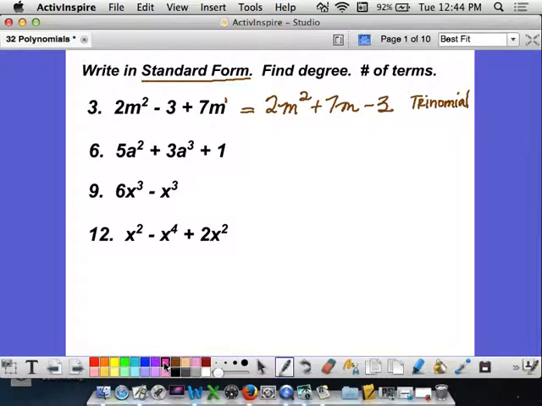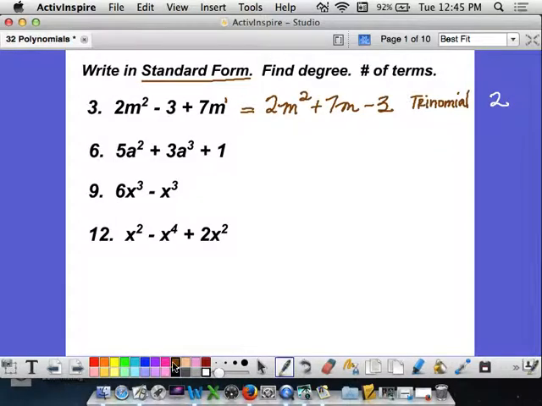If I write that underneath, this has 2 m's, 1 m, and 0 m's, no m's. So I'm looking at the number of variables that each term has. So the degree here will be 2. It's going to be the highest of the 3. So when I look at this particular problem, it's in decreasing power, standard form. It's a trinomial because it has 3 terms, and the degree is 2. And I think I'm going to write this 2 on the outside out here. The degree is 2.